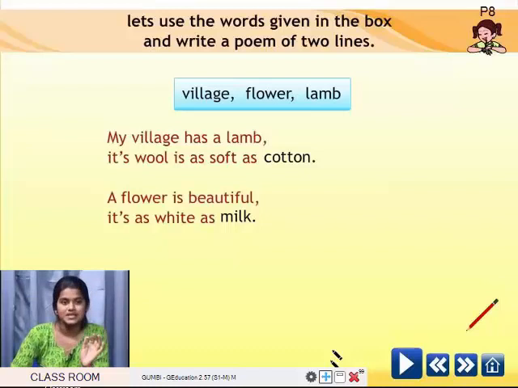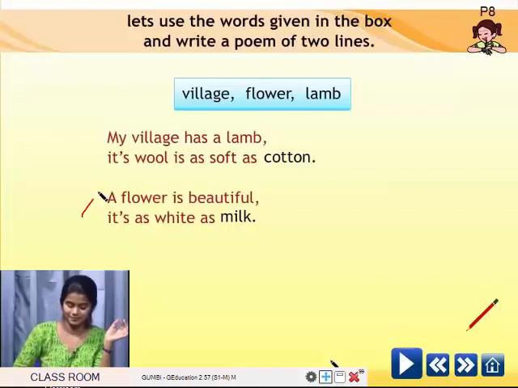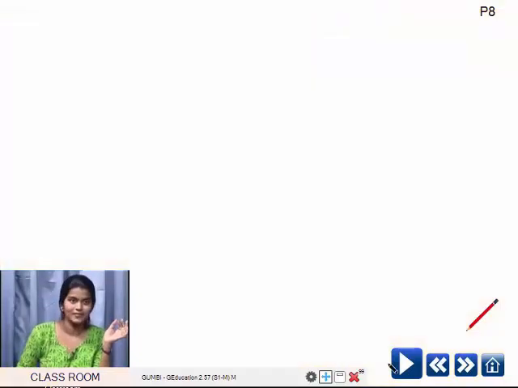So what is the first poem? My village has a lamb. Its wool is as soft as cotton. And the second one is, a flower is beautiful. It's as white as milk.